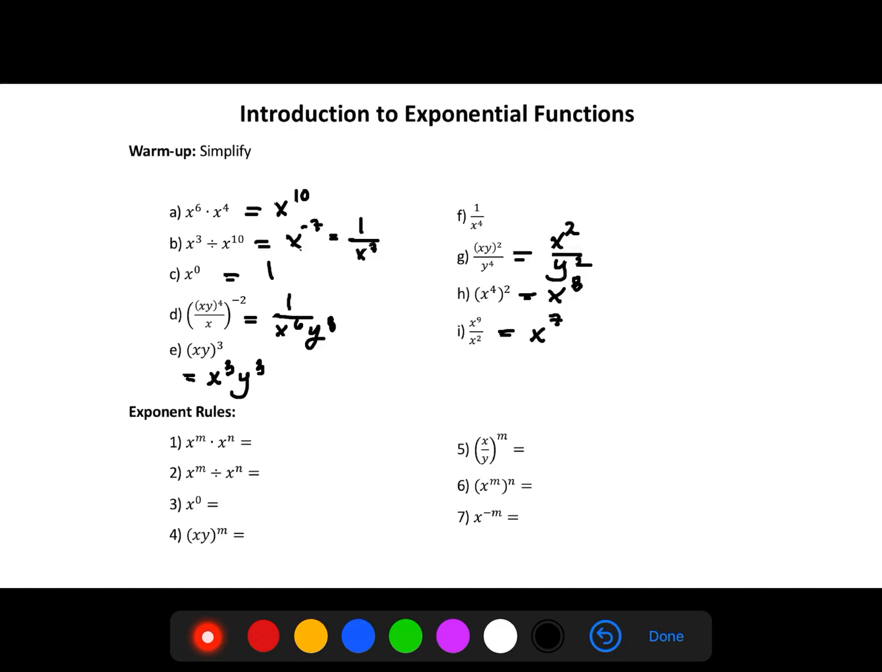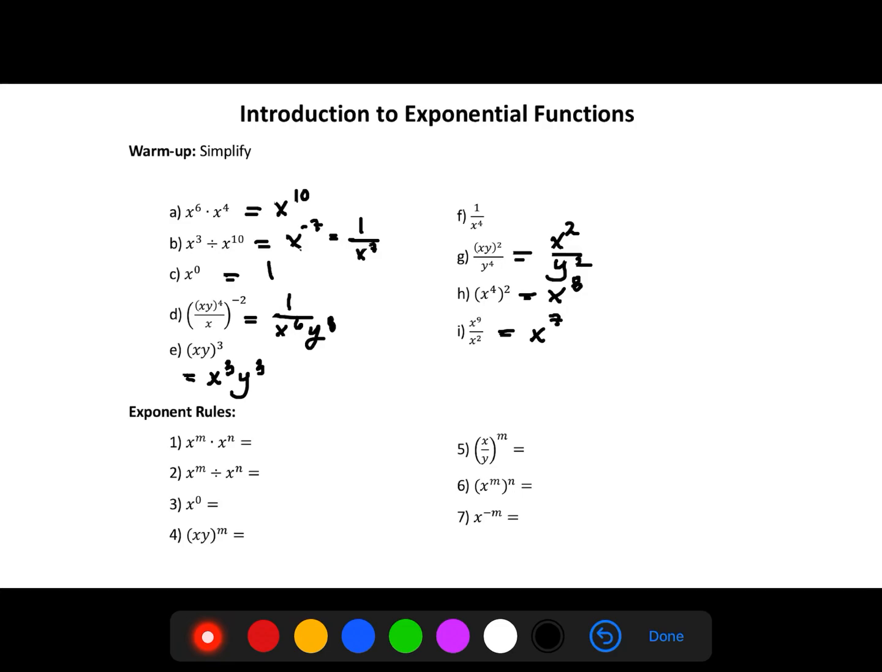Exponential functions. So we've taken a look at linear functions, quadratic functions. Now we're going to take a look at a new type of function, exponential functions. And before we get to that, we want to review our exponent rules. You'll notice that I put the answers to the warm-up there, so you might want to try those questions and make sure that you can get those solutions.